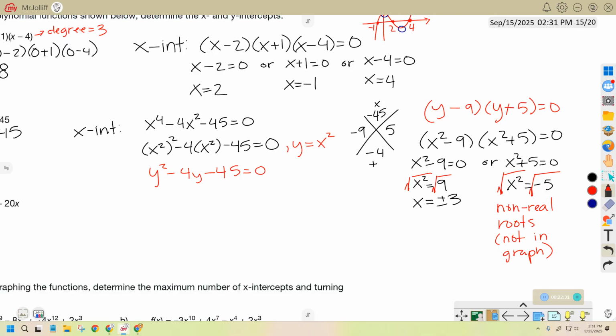So even though this is a 4th degree polynomial, he only has 2 x-intercepts, positive 3 and negative 3. And he's got a y-intercept way down at negative 45. I have a sneaking suspicion since he's only got 2 intercepts, he's going to look vaguely like a quadratic. What I'd like to challenge you to do is graph it on your graphing calculator. Let's take a look at what this looks like.